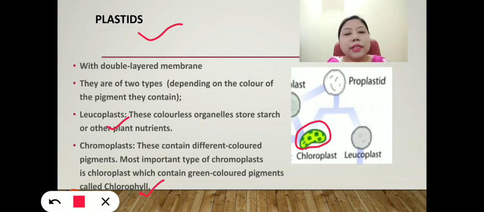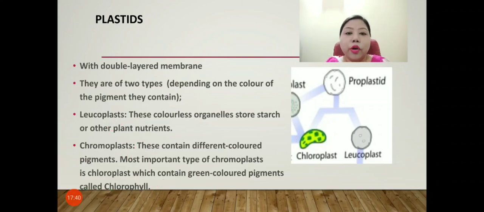Since they contain colored pigment, it is called chromoplastid or chromoplast. So these are the cell organelles which are present in a eukaryotic cell, but most of the cell organelles are absent in the prokaryotic cell.